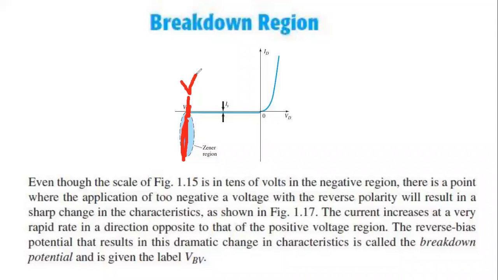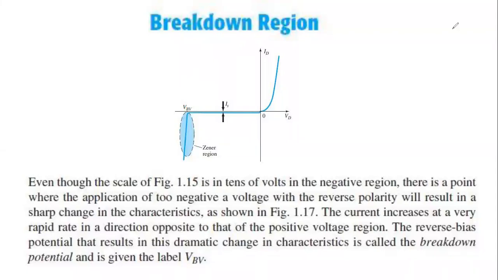overall condition. Because we all know that in the reverse bias condition, there is hardly any current flow. We consider it as zero. But when we apply a certain amount of voltage in the reverse bias condition, after that when it reaches the breakdown voltage or the breakdown potential, a huge amount of current starts to flow. So that's why this point is very important, that is the breakdown point, and this region is also known as the breakdown region or Zener region.